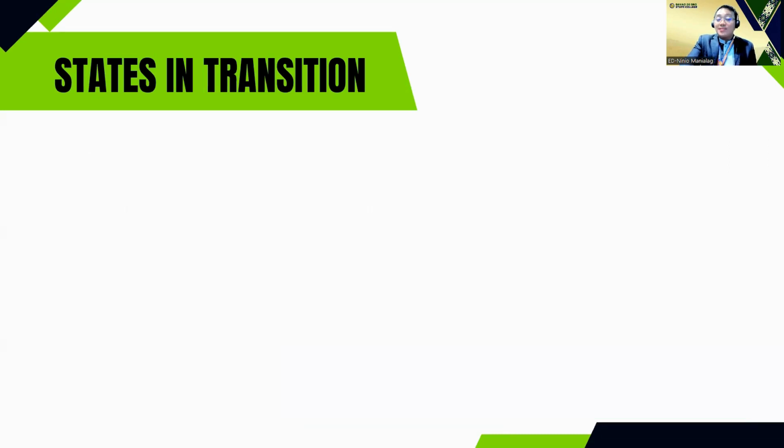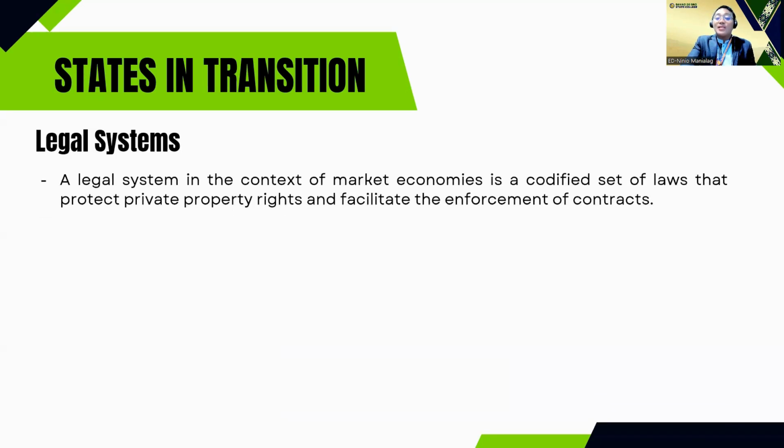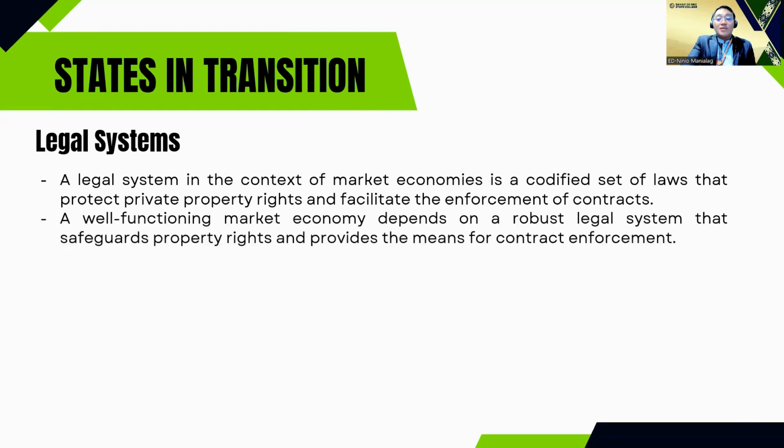Last one is the legal system. A legal system in the context of market economies is a codified set of laws that protect private property rights and facilitate the enforcement of contracts. A well-functioning market economy depends on a robust legal system that safeguards property rights and provides the means of contract enforcement. So, without legal protection, the incentive for individuals and businesses to engage in economic activity diminishes as there is a higher risk of expropriation by private or public entities.